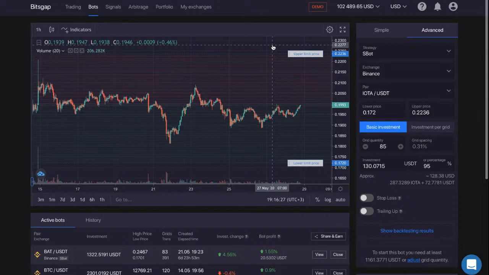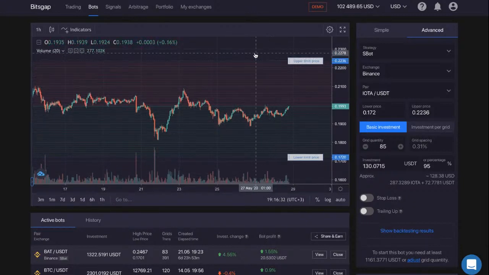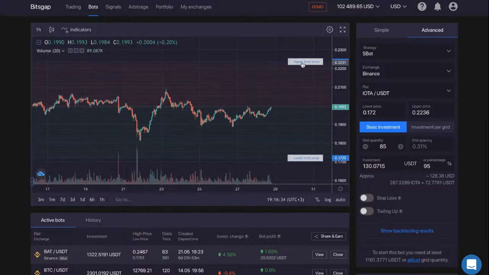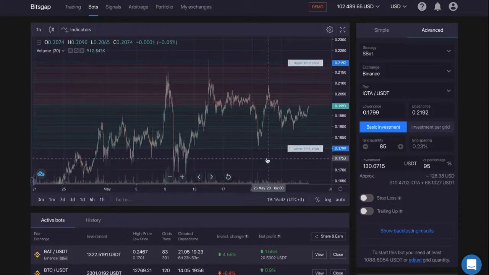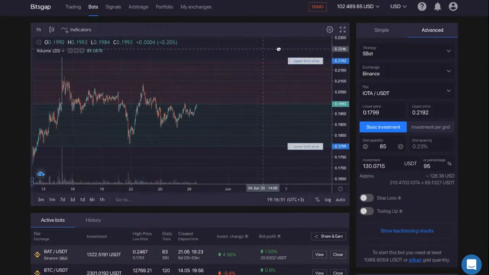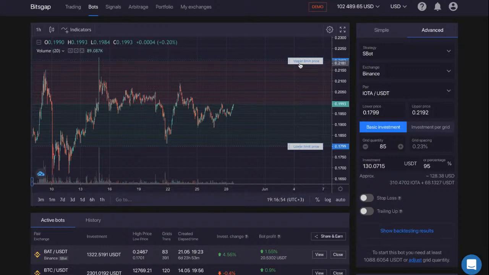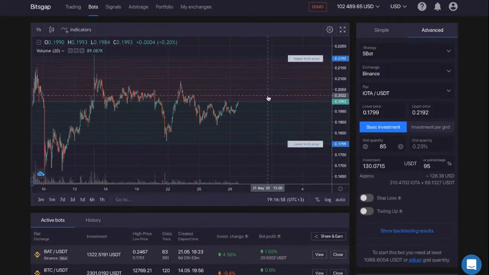So if you want to make the trading range using the chart, simply drag the upper limit price in any direction you want and drag the lower limit price also in any direction that you want. So from my point of view, this is the best way and the fastest way of how you can optimize your trading range. And as you can see, I have sell limit side and I have buy limit side.